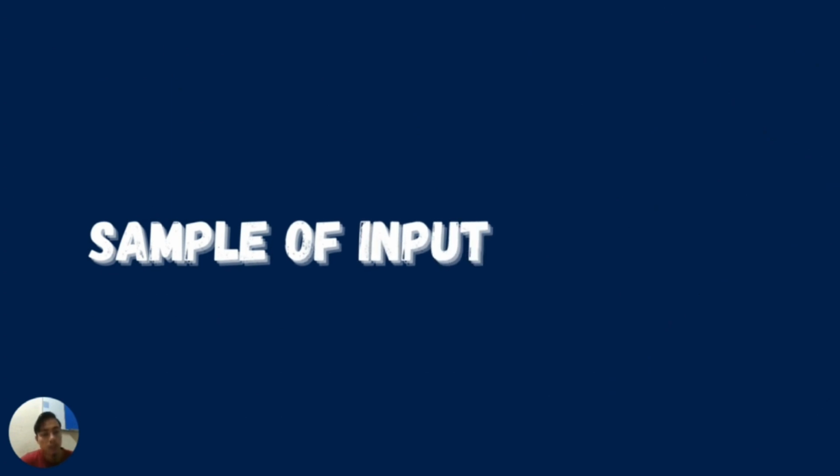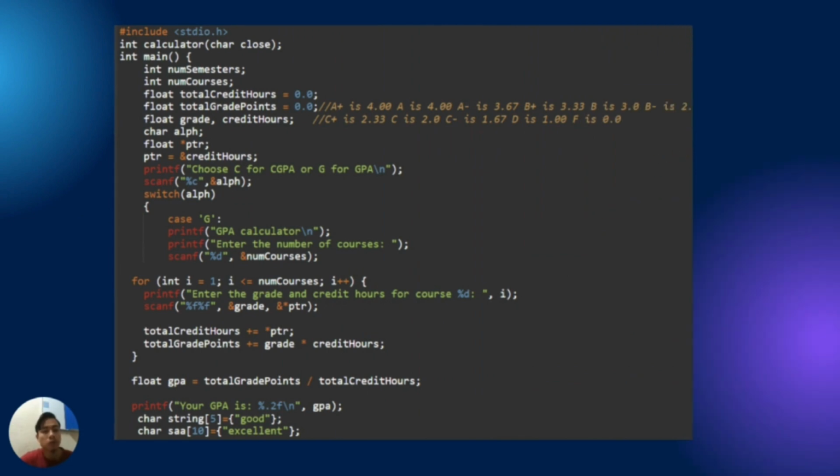Next, we go to the sample of input. This is our sample of input for our programming. We use all of the elements for our programming. We can look at int calculator close, it's a function prototype. Next is float star pointer, and it's a pointer.